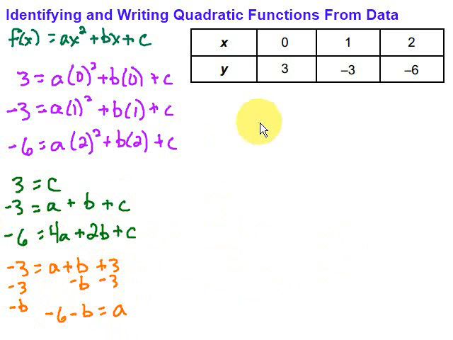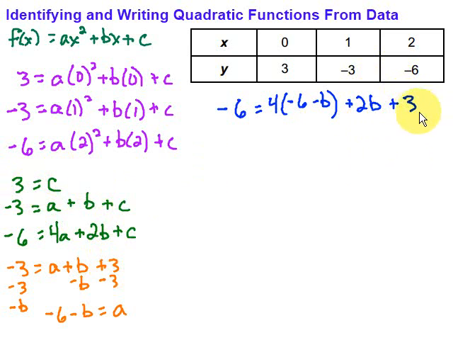So I'm going to take that one, and I'm going to change colors again to try and keep some things separate here. So now I'm going to take this equation and insert my a and c in there. So it's negative 6 equals 4 times a. Well, I solved and got a to be this. So negative 6 minus b, then I've got plus 2b, and then I know c is 3, so plus 3. Now, notice, all I've got for variables here is b's. Perfect. So that's going to allow me to solve for that b.